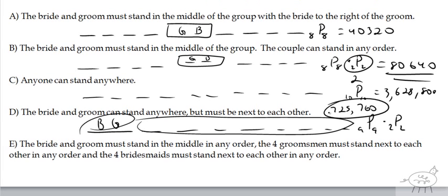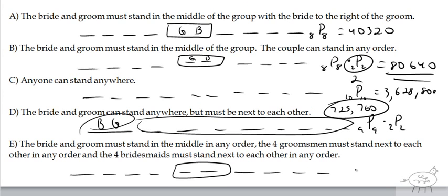Okay, and E, the bride and the groom must stand in the middle in any order. So let's do that one. The bride and the groom must stand in the middle in any order. So 1, 2, 3, 4. Here's the bride and the groom. And 1, 2, 3, 4. And the 4 groomsmen must stand next to each other in any order, and the 4 bridesmaids must stand next to each other in any order.